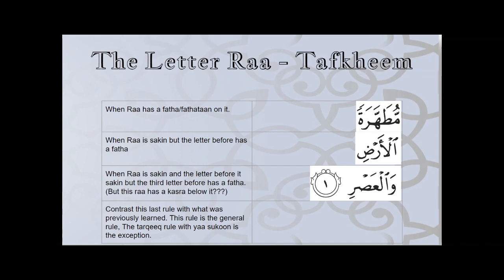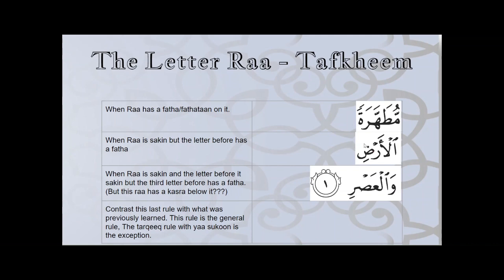Now we are on to the tafkhim rules of the letter ra. These are all related to the ones that you see on your screen, fatha, fathatan. When the ra itself has a fatha or fathatan on it, then the ra will be pronounced with tafkhim. This example is mutahhara.